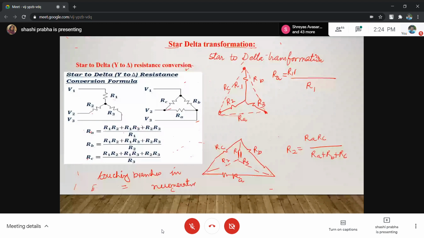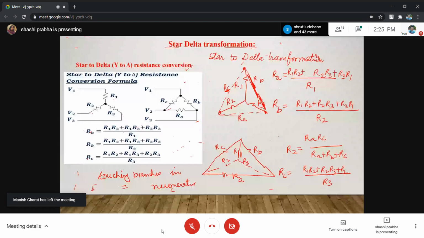व्हाट अबाउट दिस RB, R2 नीचे रख दो, R1 R2 plus R2 R3 plus R3 R. What about RC? Jaldi, RC, where is RC? Here. What about this RC? R. Okay, so this is star to delta and delta to star.